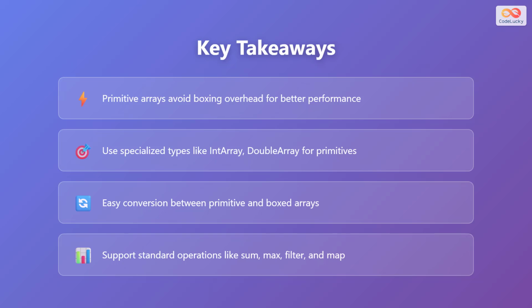Let's recap what you've learned. First, primitive arrays avoid boxing overhead, providing better performance and lower memory usage. Second, use specialized types like IntArray and DoubleArray when working with primitive values instead of generic array types. Third, converting between primitive and boxed arrays is easy with functions like toTypedArray and toIntArray. Finally, primitive arrays support all standard operations you'd expect, including sum, max, filter, and map. Understanding primitive arrays helps you write more efficient Kotlin code, especially when dealing with numerical data or performance-sensitive operations.